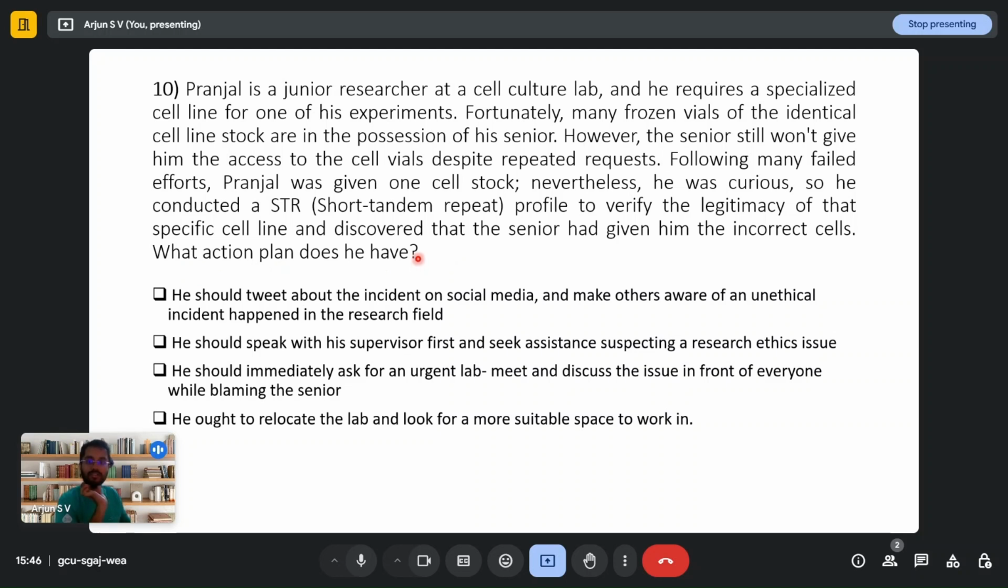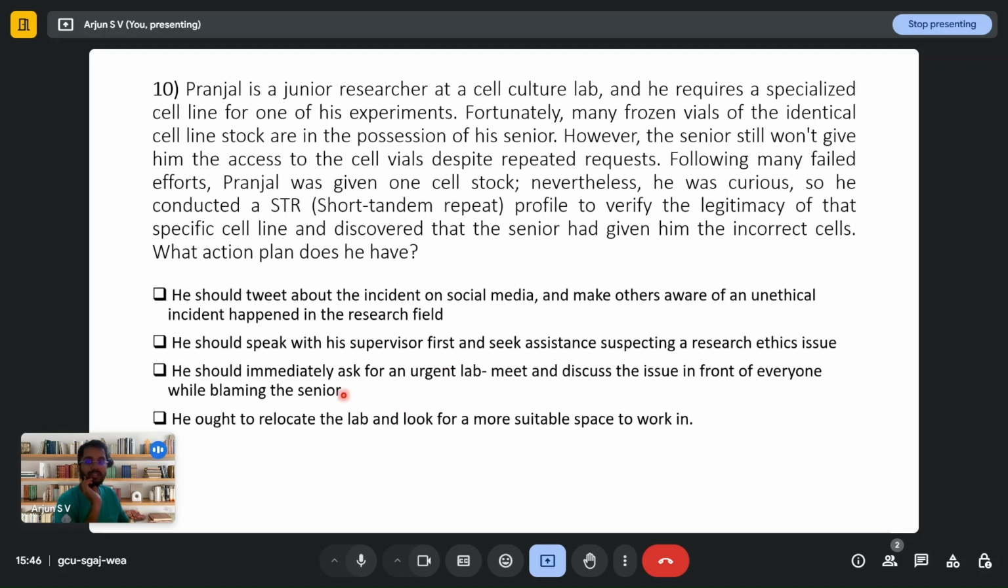Here, the situation is simple. It's a theory based question. It's also an ethics based question. So, what can he do? If he has received a cell line from a senior and he has found out that it's an incorrect cell line, what should he do? They are given several options: tweeting, speaking to the supervisor, lab meeting, as well as relocating the lab.